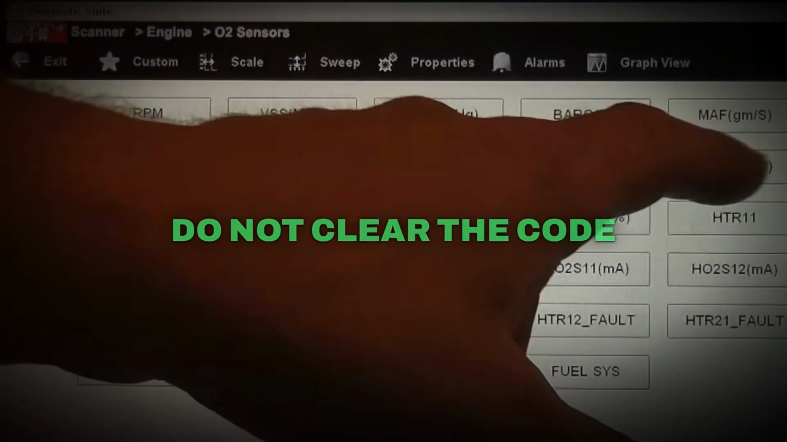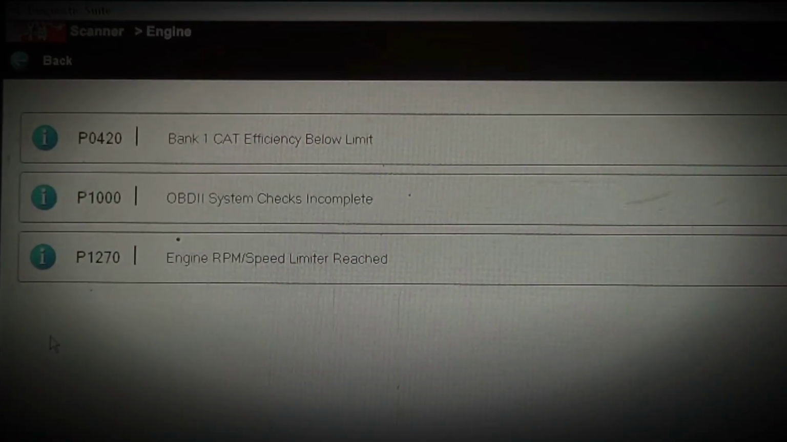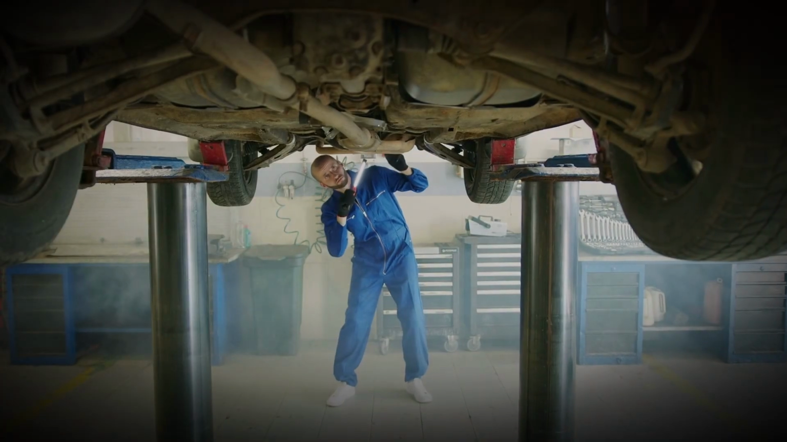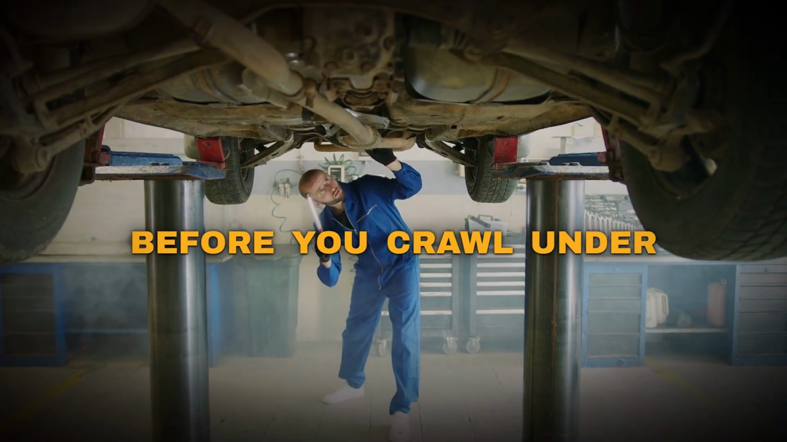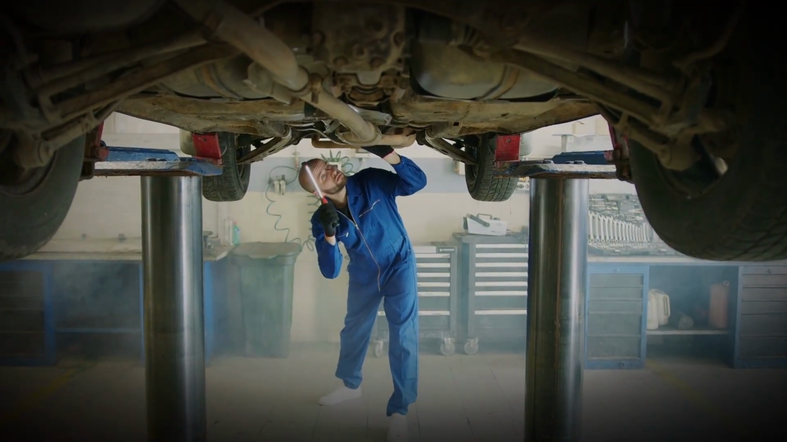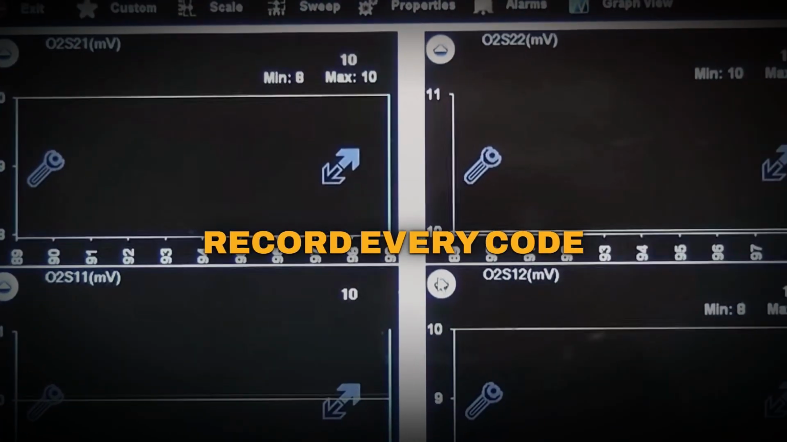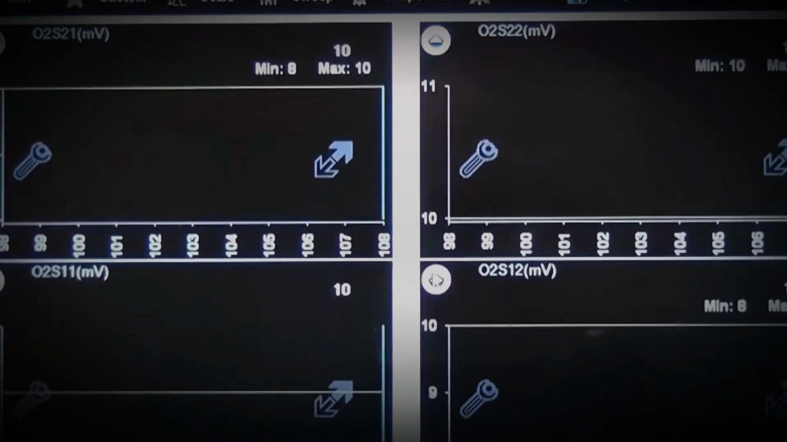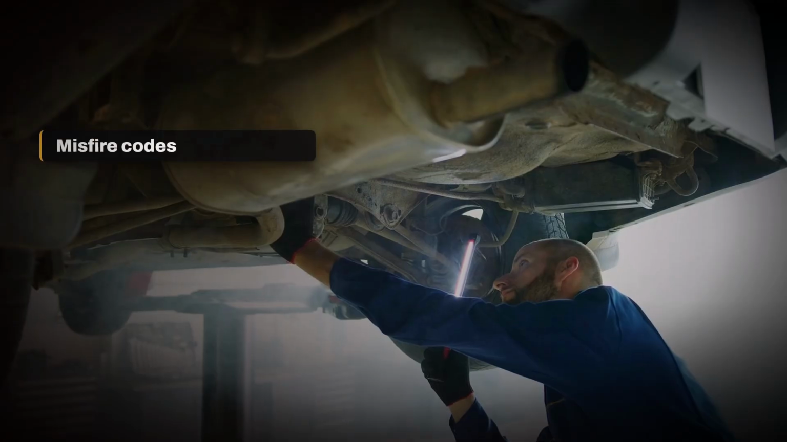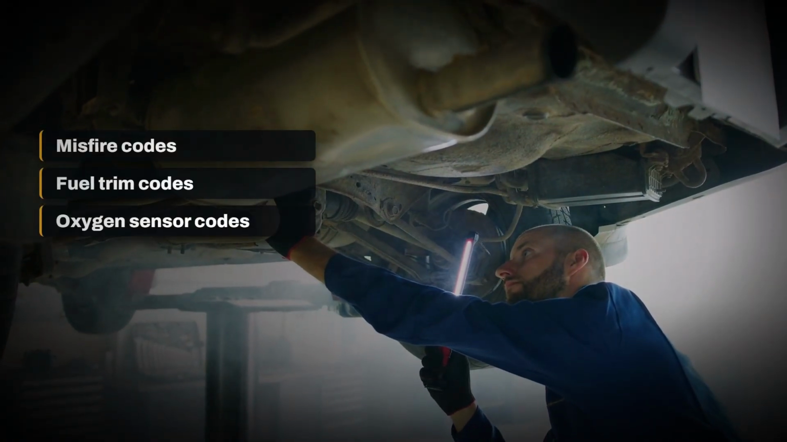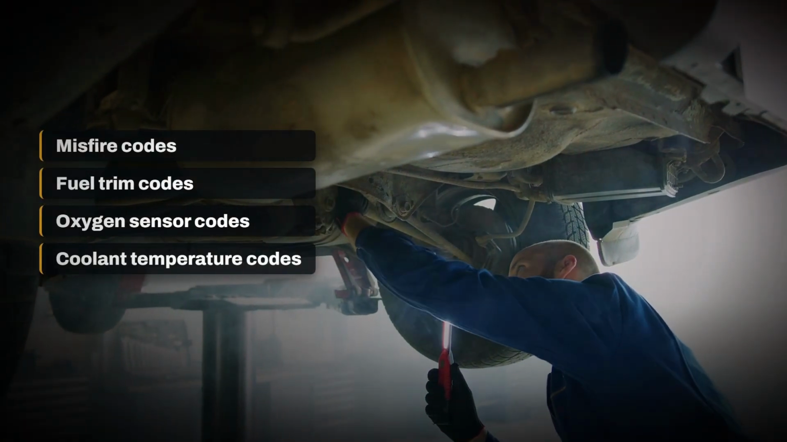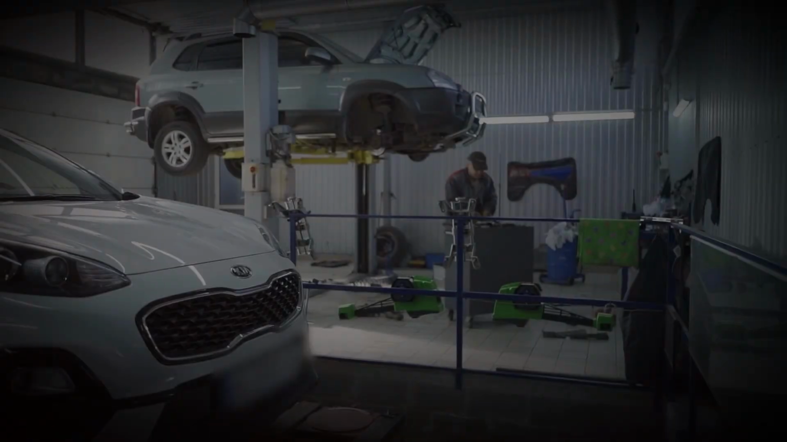First, do not clear the code. Check 1. Preserve the evidence. Before removing a sensor or crawling under the vehicle, save the information already stored in the computer. Record every trouble code, including codes that appear unrelated to the converter. Pay close attention to misfire codes, fuel trim codes, oxygen sensor codes, coolant temperature codes, and exhaust-related faults.